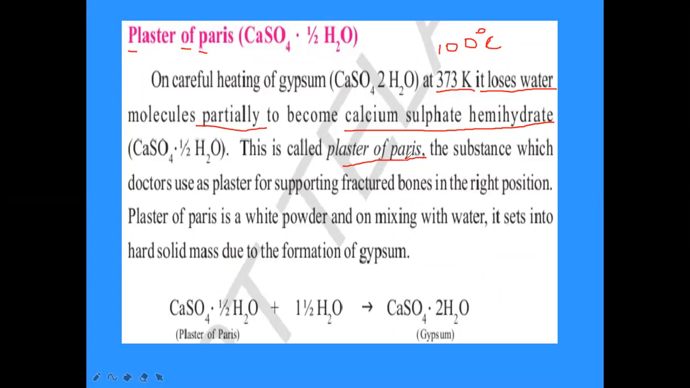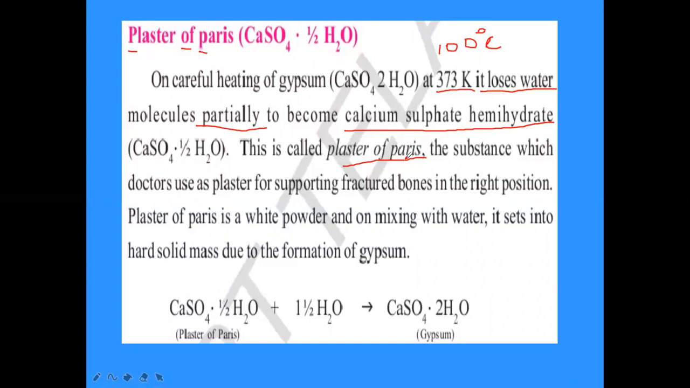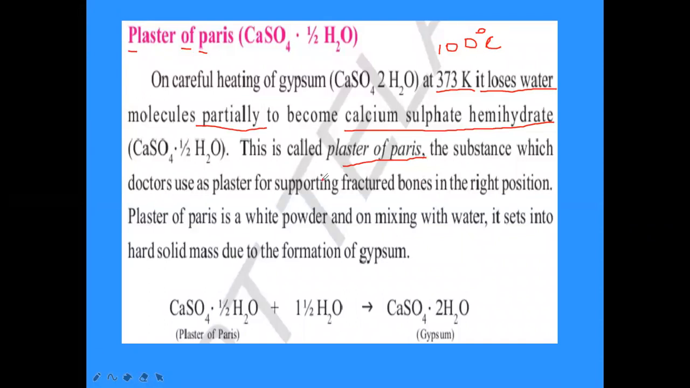Wherever a fracture occurs, in that area it will be rolled on. Suppose a hand is fractured, on the hand it will be rolled. Okay, slowly after some time, what happens? This plaster of Paris paper will become very hard. It becomes like plastic, very hard. So to support these fractured bones, plaster of Paris is used.